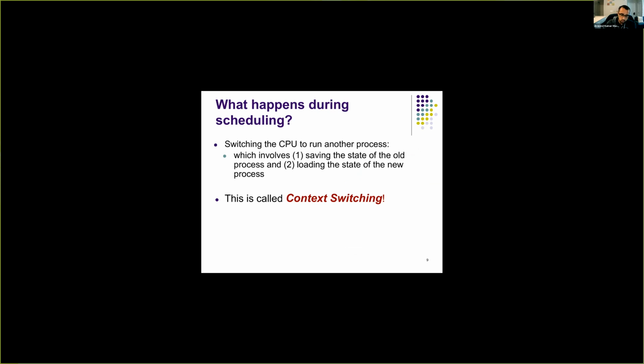And now that we know when the scheduler kicks in, let's see what happens during scheduling. When the process needs to be scheduled, it has to do two things. First, it needs to save the state of the current process, or rather the old process, and then it needs to load the contents of the new process to be run onto the CPU. And this is commonly referred to as context switching.